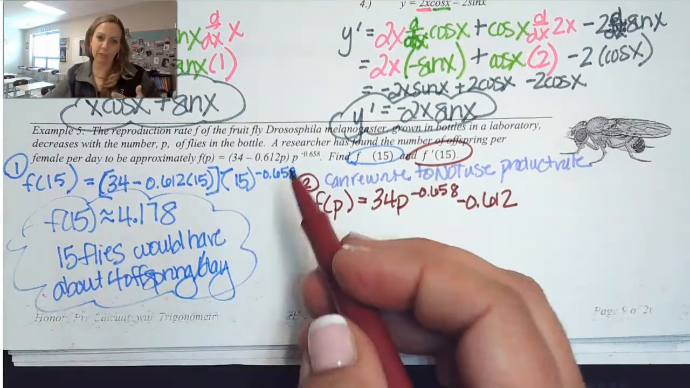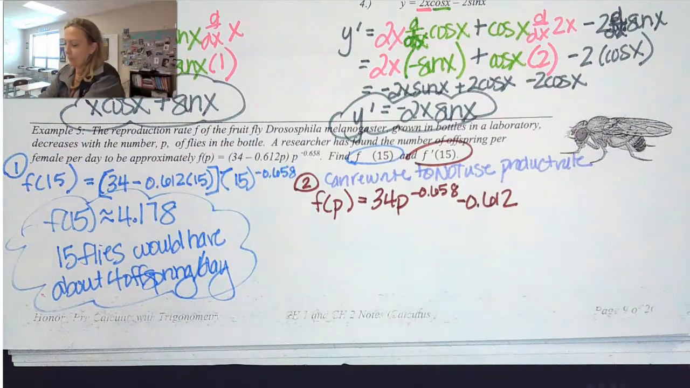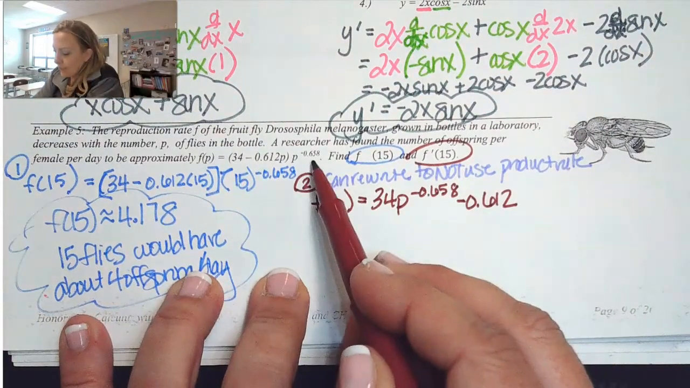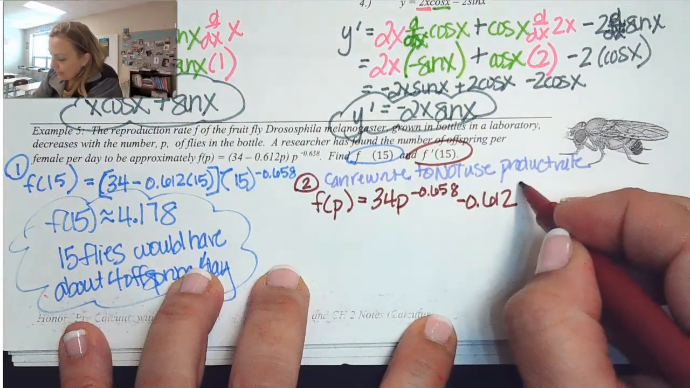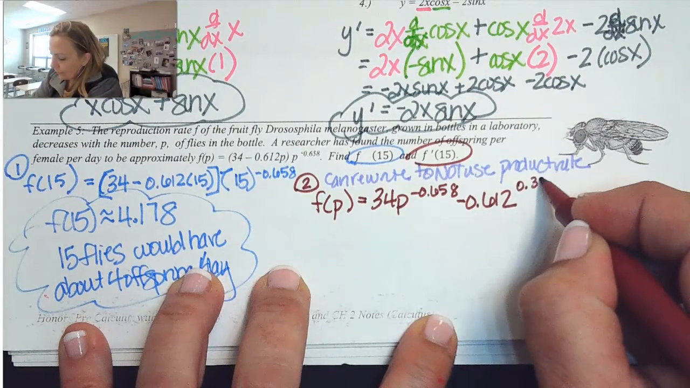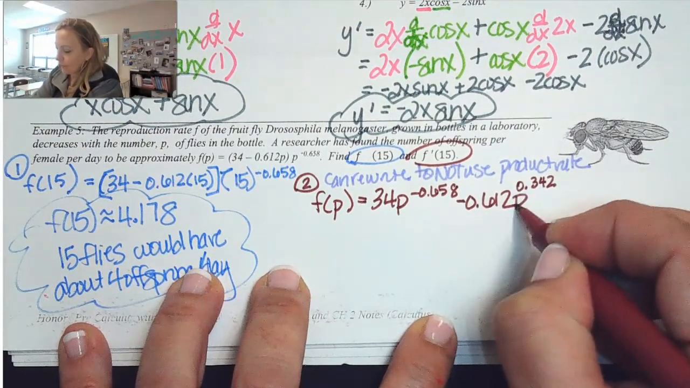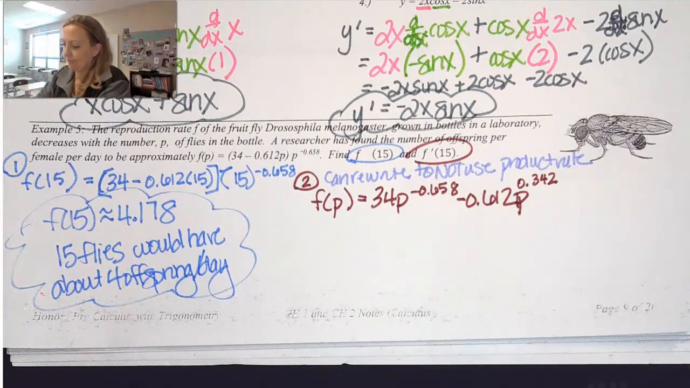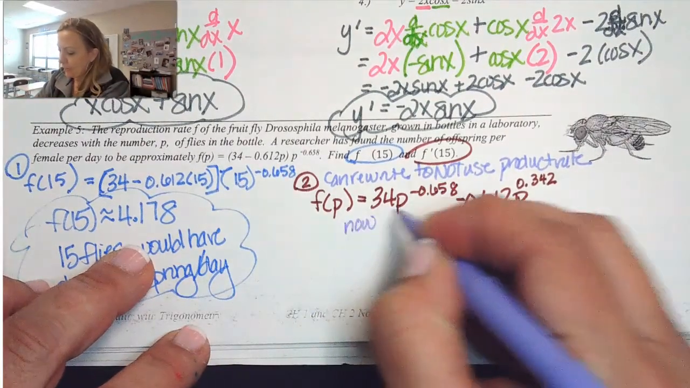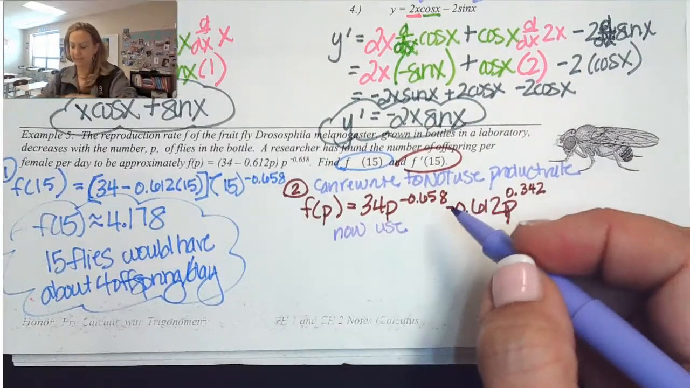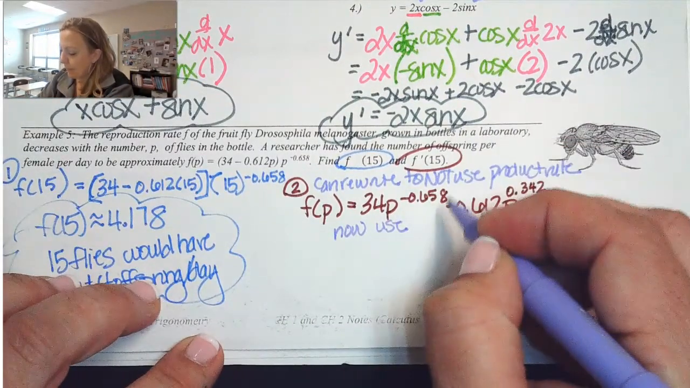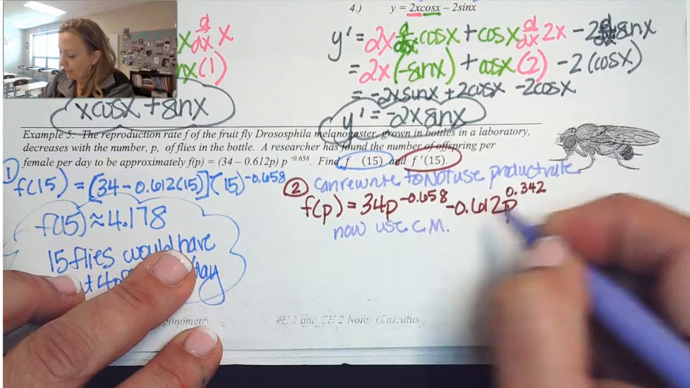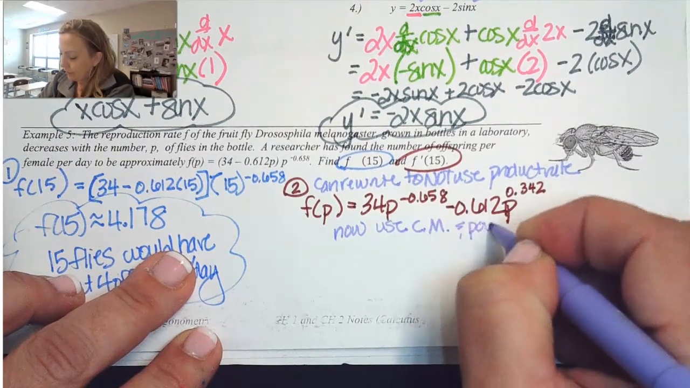We know that when we multiply powers, we're going to add the exponents. So 1 plus negative 0.658 is going to give me a positive 0.342. Maybe I should put a variable though. Here we go. Okay. And that's going to be a little easier for us to differentiate. Okay. So again, now we can use the constant multiple and the power rule.